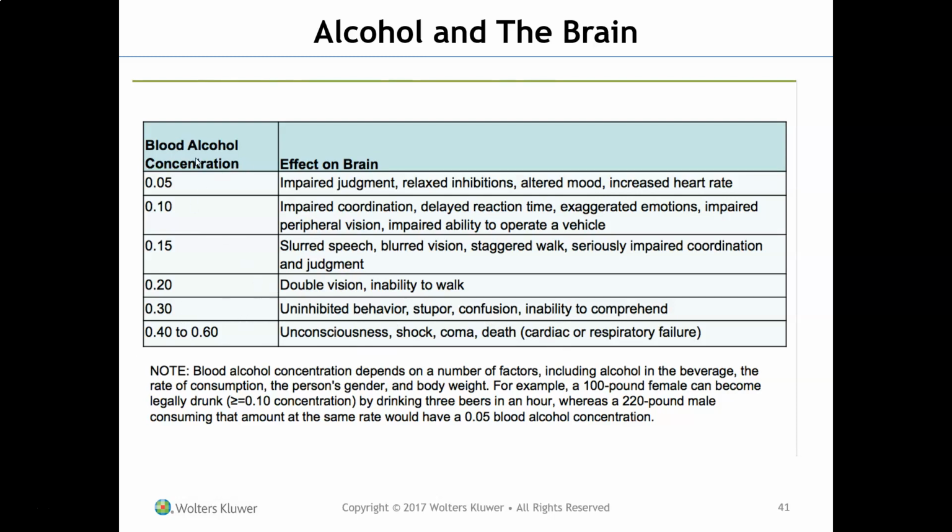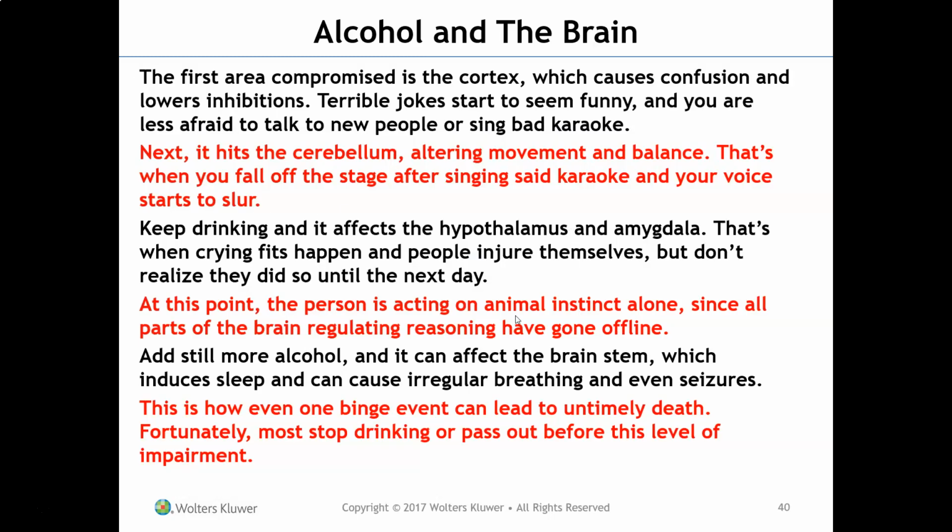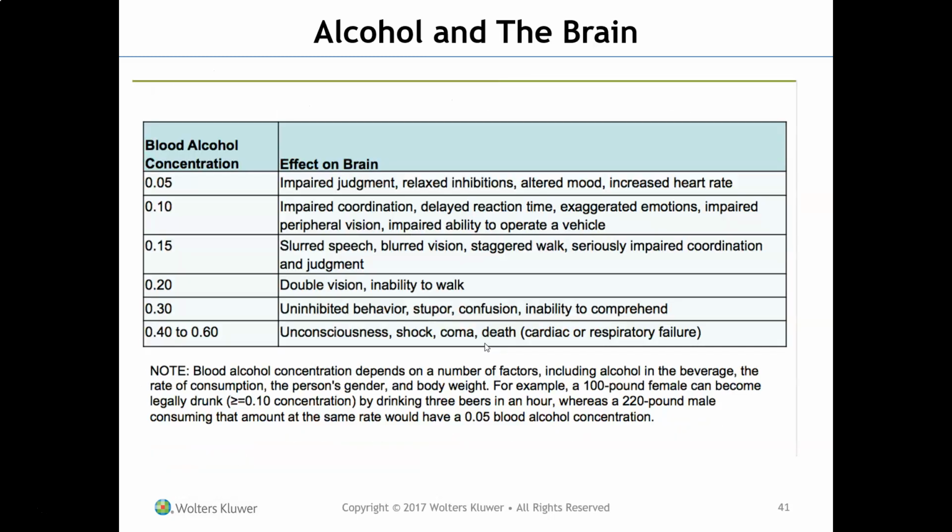How do you know what your BAC level is? It depends. So for example, a 100-pound female can become legally drunk by drinking 3 beers an hour, whereas a 220-pound male consuming that amount at the same rate would have 0.05. So a 220-pound male can drink about 4 to 5 beers an hour and still be under the legal limit, whereas a 100-pound female, 3 beers an hour, which is still a lot, but it can take you to the bad karaoke easily. All right, there it is. There's the brain in a nutshell.